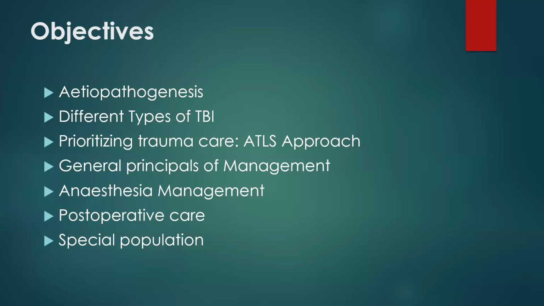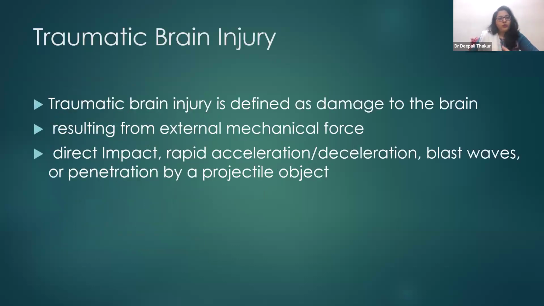So the objectives of this talk are, I will be covering etiopathogenesis, different types of brain injuries, the ATLS approach towards these injuries, general principles of management, mainly medical management, anesthesia management concerns, post-operative care, and a little bit about special populations. So to define, it is damage to the brain resulting from external mechanical force, right? The direct impact, it may be rapid acceleration-deceleration injury, blast injury, penetrating injury, or a projectile object.